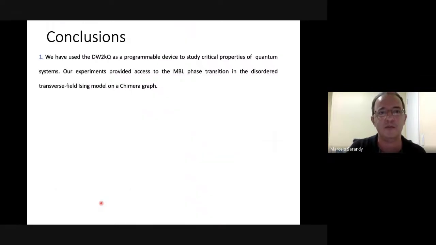So to finish my conclusions, first of all, we have used the D-Wave device as a programmable device, because we can individually program the couplings and the local fields to study critical properties of quantum systems. So we are using a quantum computer as a simulation device, right? And to my knowledge, this is the first time that the critical point of the D-Wave quantum annealer is characterized when we are interested in this MBL phase transition. Of course, we did not consider in the theoretical analysis the effects of decoherence, and they are important. And this is a point that we want to explore in the future.